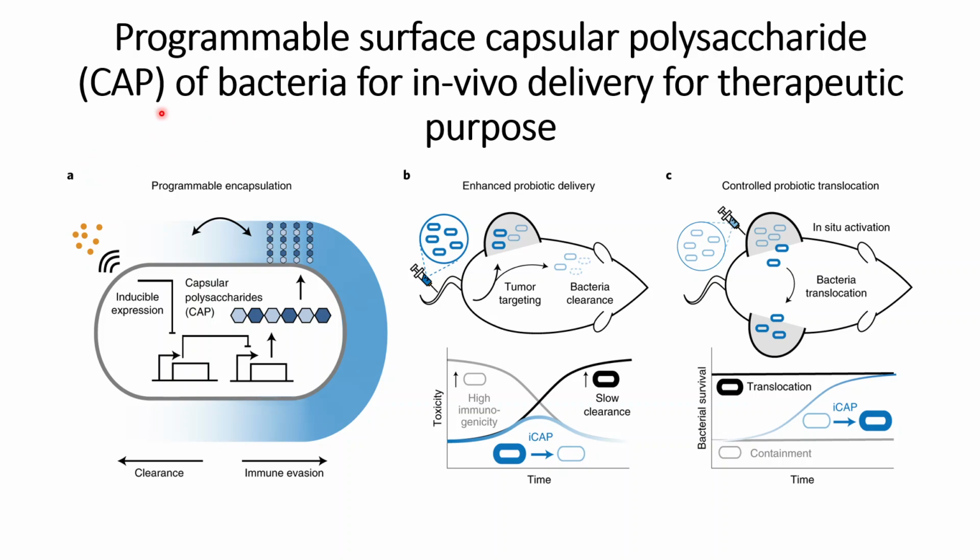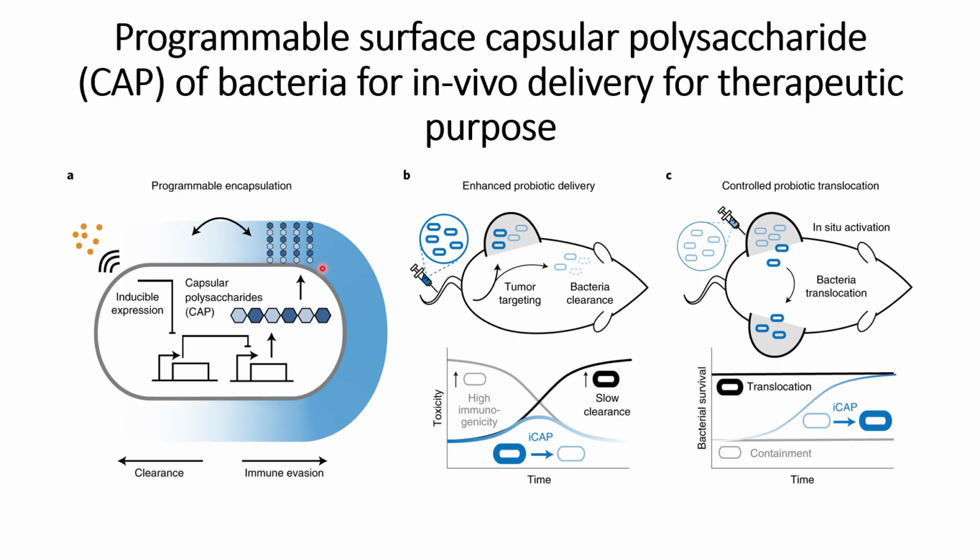In this video, we will discuss the programmable surface capsular polysaccharide, or the cap, of the bacteria for in vivo delivery for therapeutic purposes. So first we will discuss what this cap is. This bacteria, mainly the E. coli bacteria, has this natural ability to form this capsular polysaccharide, and this capsular polysaccharide will prevent the bacteria from host immune evasion or bacteriophage infections.